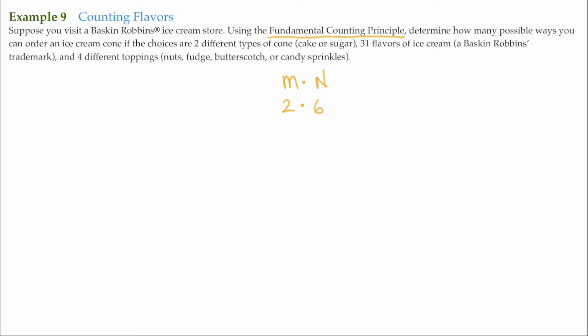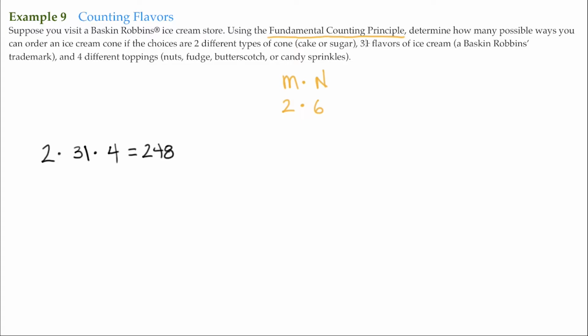It says, suppose you visit a Baskin-Robbins ice cream store. Using the fundamental counting principle, determine how many possible ways you can order an ice cream cone if the choices are 2 different types of cone, 31 flavors of ice cream, and 4 different toppings. So we have 2 different cones, 31 flavors of ice cream, and then 4 different toppings. So how many ways can we order a cone? Well, then we could just go ahead and multiply. 2 times 31 times 4, that's 248 different ways that we can order a cone.